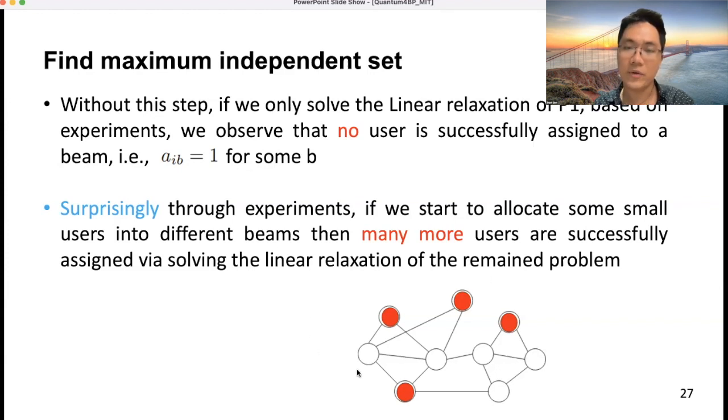So here I give you an example graph. You can see that the red labeled nodes in the graph don't have any connection to each other, and they are located at the corners of the graph. When I assign different colors to those nodes and do the linear relaxation on the remaining problem, I see that most of the users will be assigned to some beam, and only a very small fraction of users is unassigned.